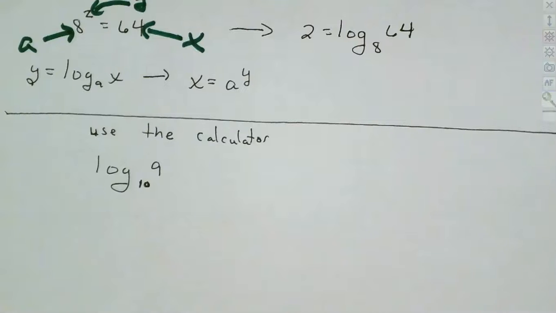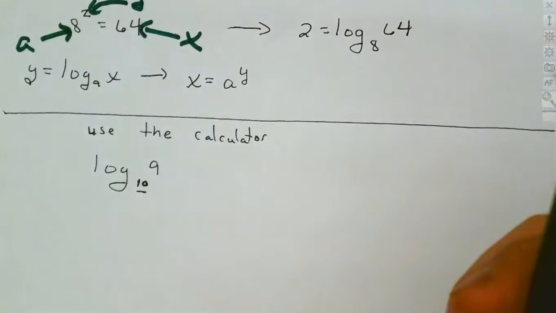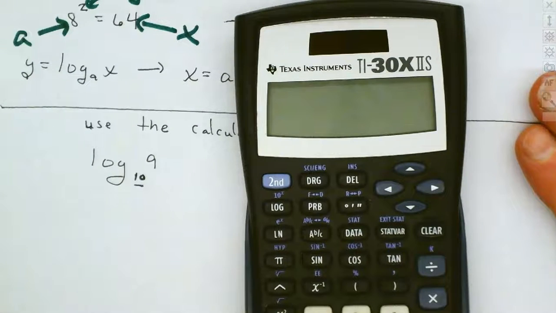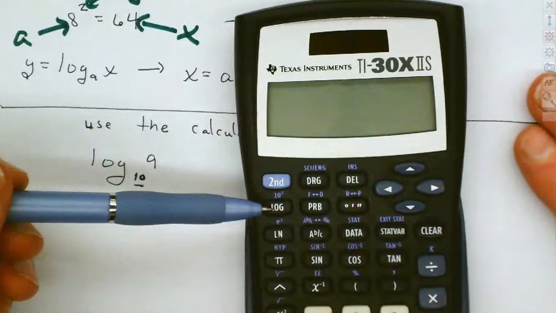It's like the square root. We don't put the 2 in front of the square root. We understand it's a square root, not a cube root. Same thing with the logarithms. Whenever it's log base 10, we can use our calculator. So if you look at your calculator, right next to the ln key, you're going to see the log key.